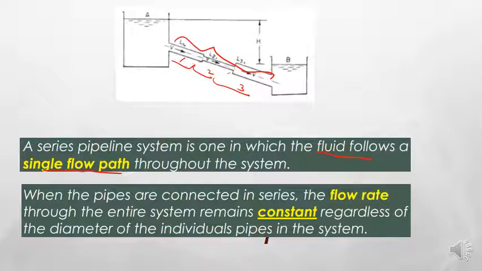So the flow rate through the entire system will remain constant regardless of the diameter changing from this point to another point. It does not depend on the diameter of the individual pipes.